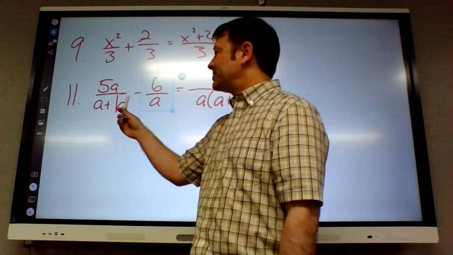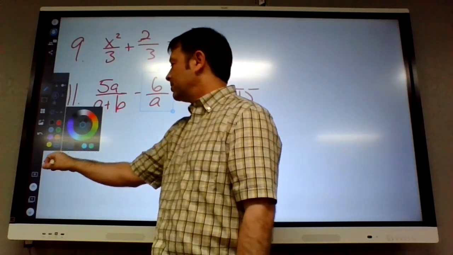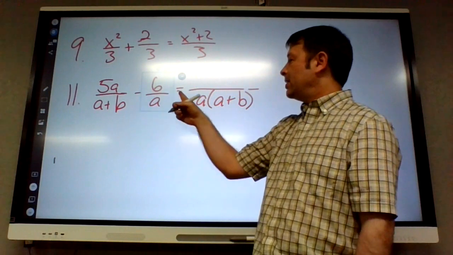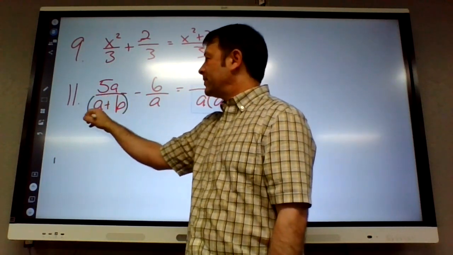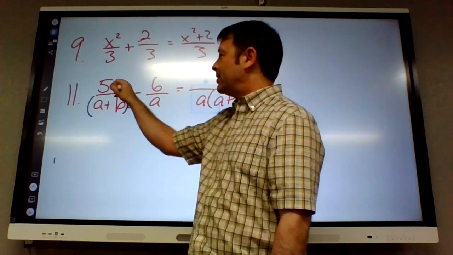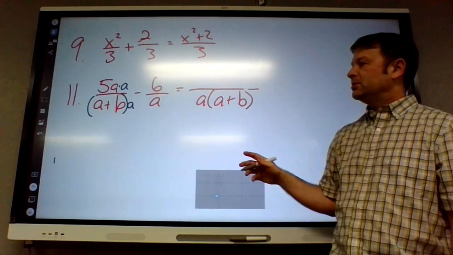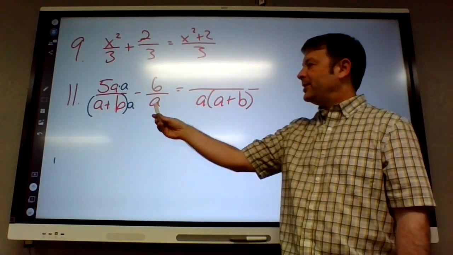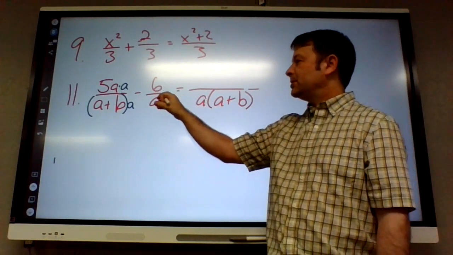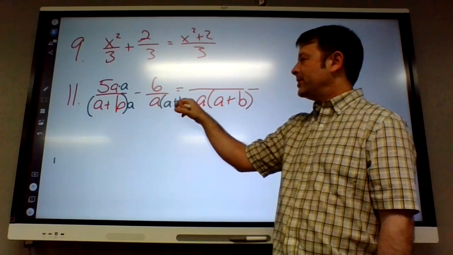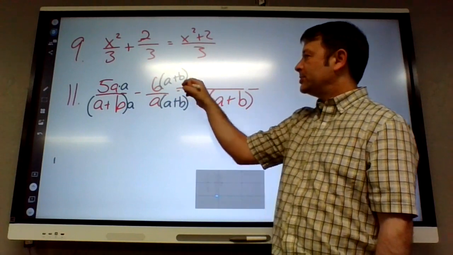So what is this? This is the first time we've had to do this. What is this missing from the common denominator? It's missing an a. So we're going to have to multiply this fraction by a. If you multiply the bottom by a, you have to multiply the top by a. What is this denominator missing from the common denominator? A plus b. So if you multiply the bottom by a plus b, you have to multiply the top by a plus b.